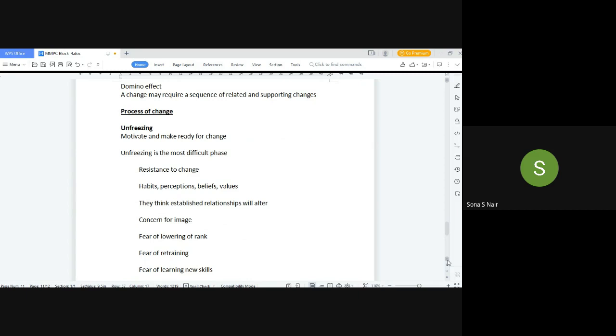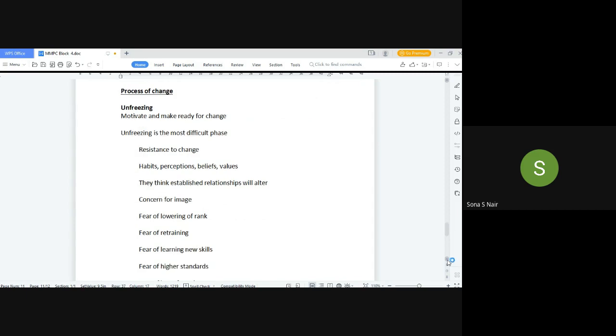Suppose there's a new change happening that you have to keep your work area clean. It is your responsibility. No one else will come and clean your area. They might think that, look, it is not according to my image. I cannot do that work. Fear of lowering of rank in some cases. Fear of retraining. They don't want to train themselves.